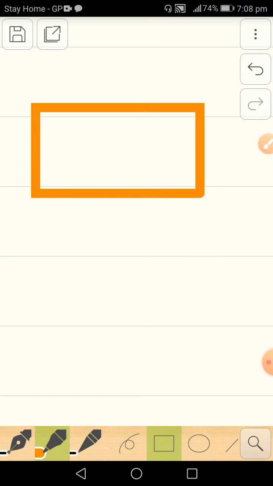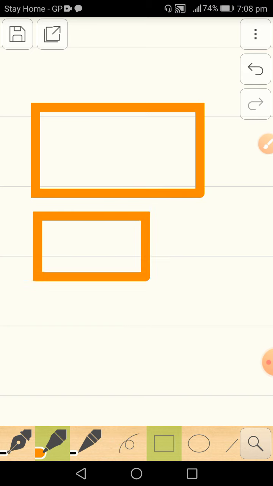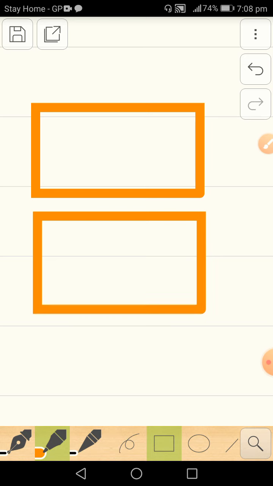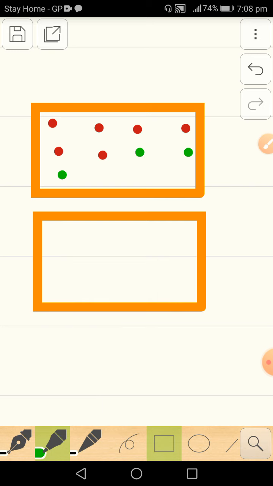Okay, so this is one box. Okay, so this is another box, and both of them have almost the same size. My drawing is not that accurate. So red, red, red, red, red, red, and green, green, green, green, green, green. Okay, so this is one case. So here the red and the green particles would react.